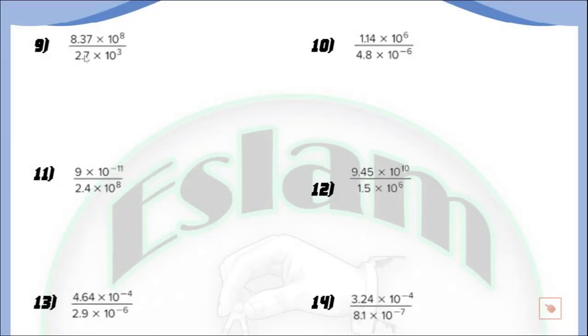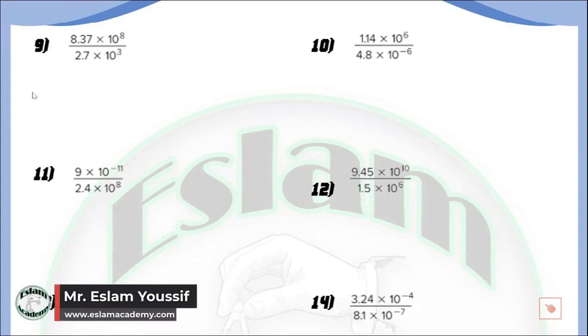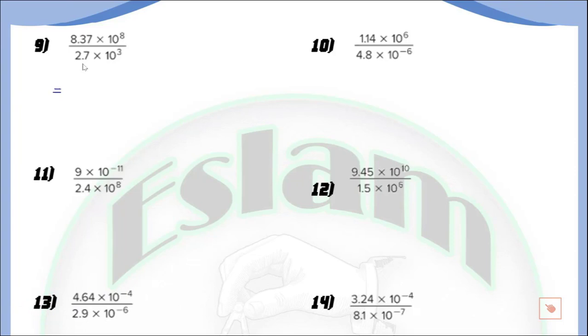In question number 9, we have 8.36 times 10 to the power 8 divided by 2.7 multiplied by 10 to the power 3. We will just divide the number by the number. 8.37 divided by 2.7. So the answer now will be 3.1 times 10 to the power 8 divided by 10 to the power 3. We will write 10 and subtract the powers. 3.1 multiplied by 10 to the power 5 is written in scientific form.